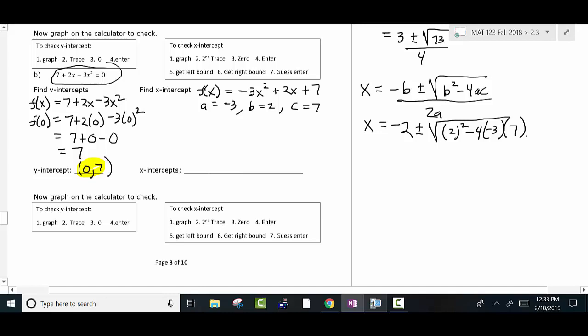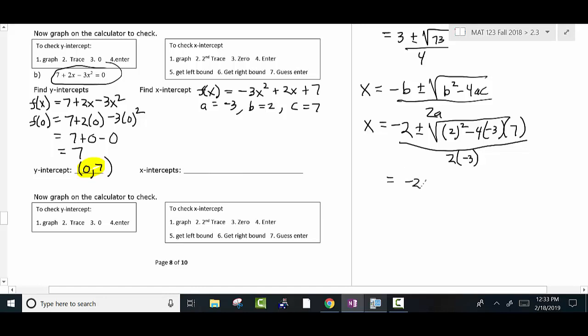C is 7. Okay, so just do 4ac. And then it's one big fraction bar. It's all over 2a, so a is negative 3 like that. Okay, so that's everything set up. And then what you've got to do is just work out the arithmetic.